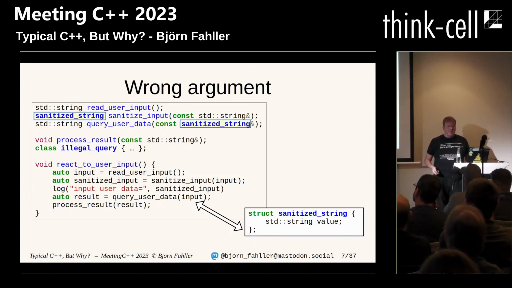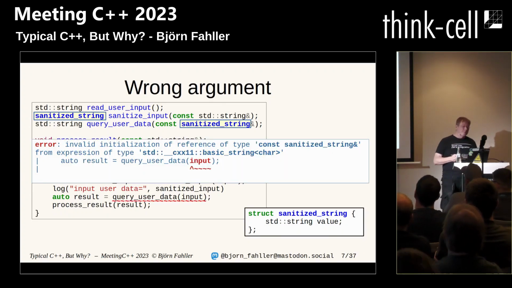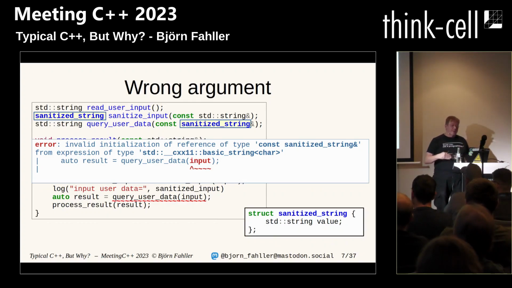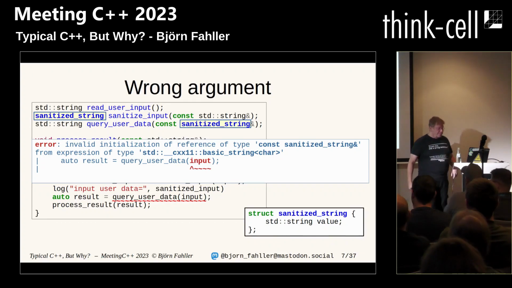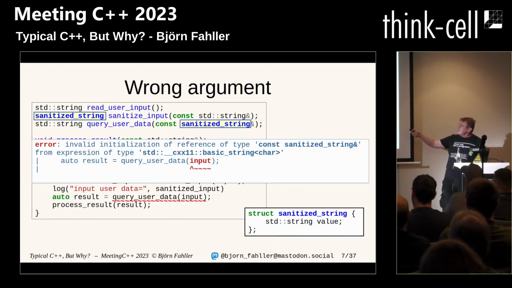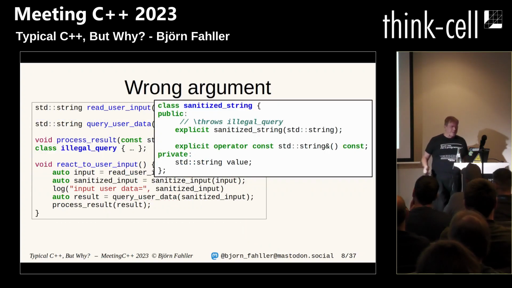So when we do this, and we have this bug, we get this compilation error saying that reference of type const sanitized string ref cannot be created from a std string, with the normal compiler error message encryption. But this is vastly preferable to an angry customer call and a debugging session, even if it's annoying to get the compilation error.